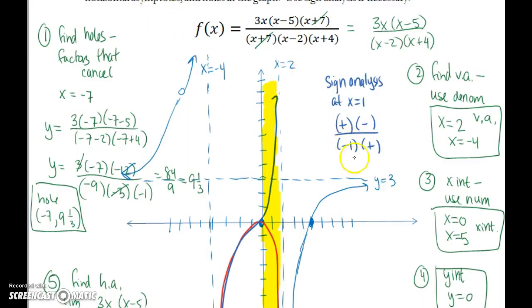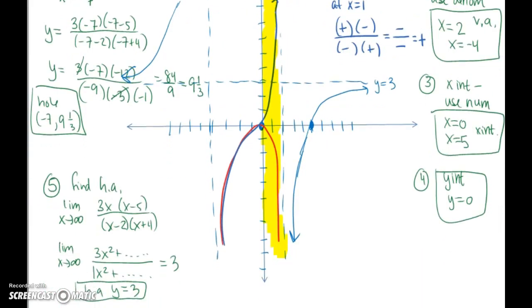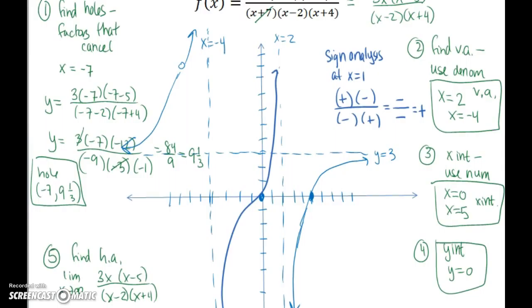Sorry, I keep on writing -1. I just mean to write negative. And the product of the numerator is negative, the denominator is negative. Negative divided by negative is positive, which means that at x equals 1, our graph is positive. And so the red graph is not accurate, but it's the blue one instead. And so here's our graph of our function.